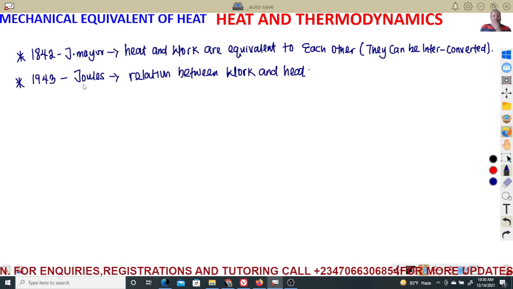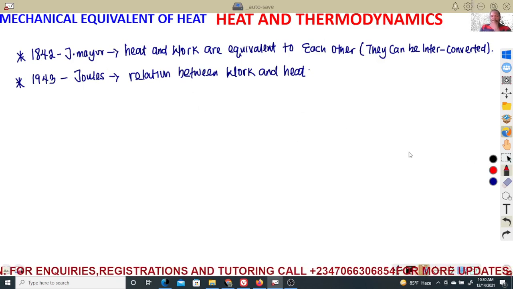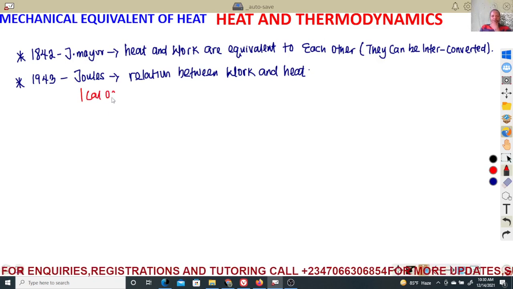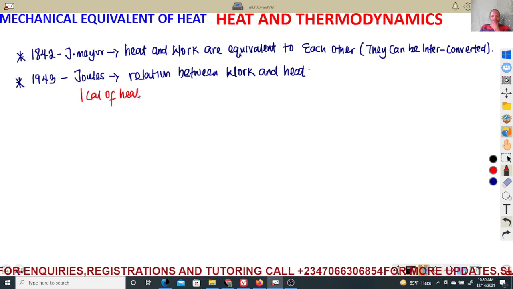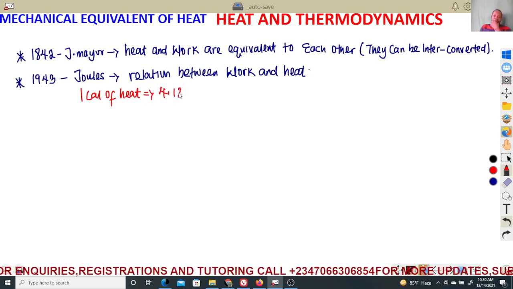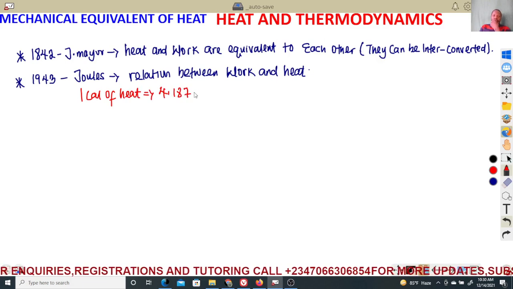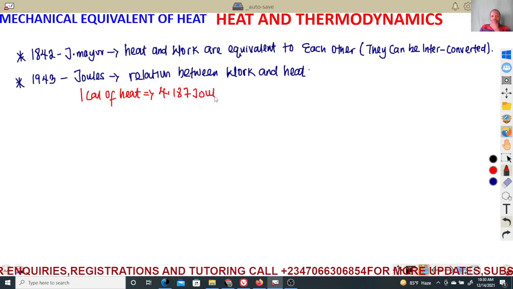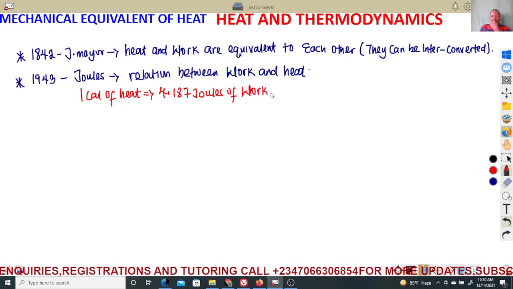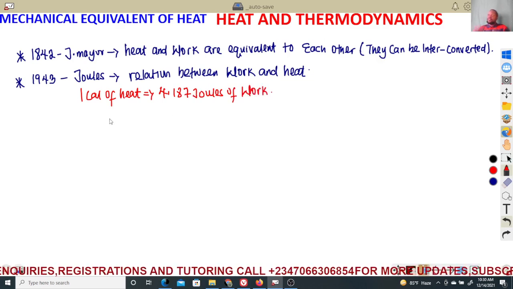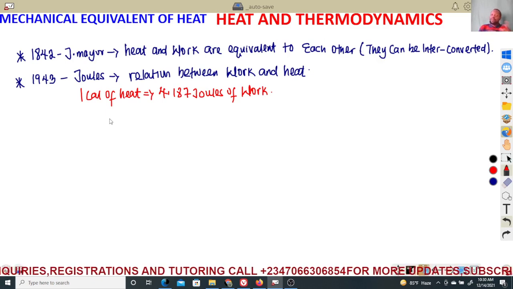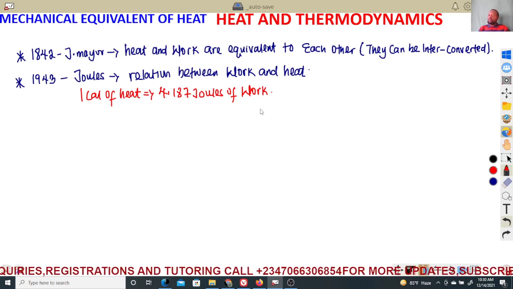He said 1 calorie, let me write in red, 1 calorie, when you say calorie, you're talking about heat, is equal to 4.187 joules of work. So this has always been the way we convert. When I told you the other time about the CGS unit, this is the way we convert. That is, 1 calorie of heat is something like 4.2 joules of work.